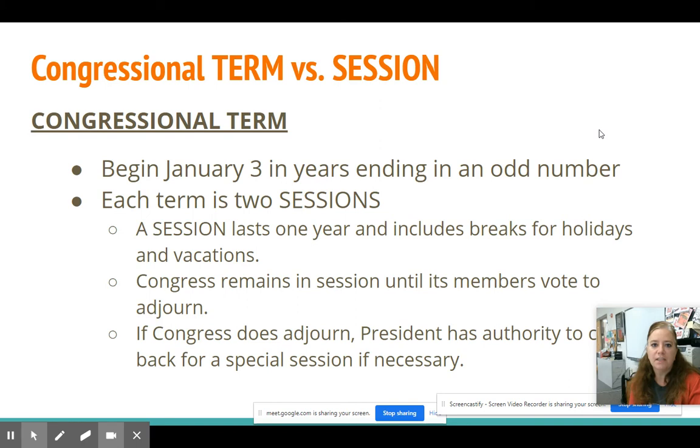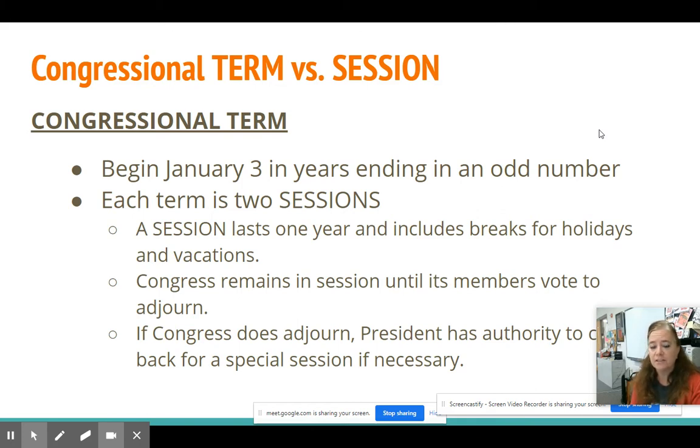So generally, Congress takes a break in the summertime. It gives Congress people and senators time to go back to their home states, talk to constituents there, and it also gives them some time for vacation because they work pretty hard and they need that vacation. But in order to do that, the members must vote on it.